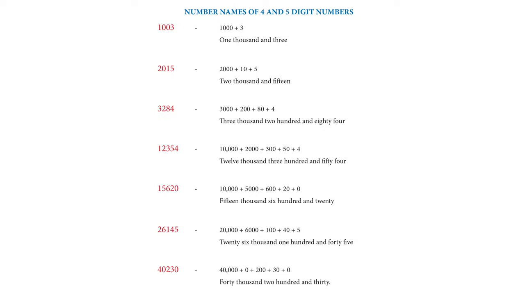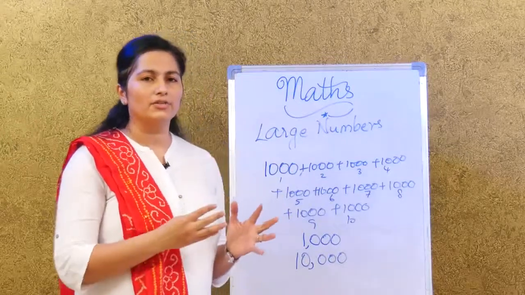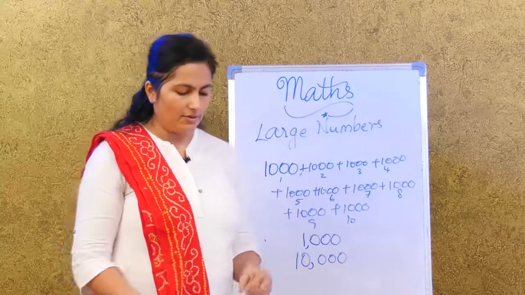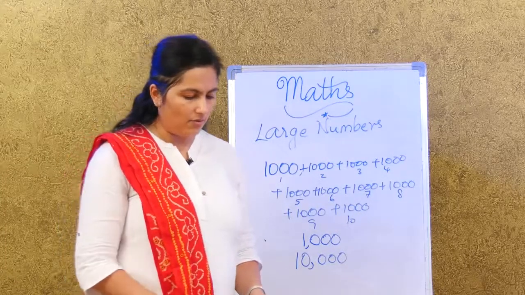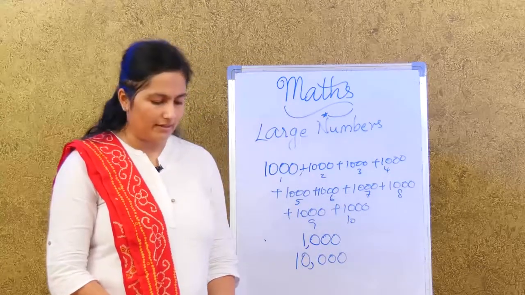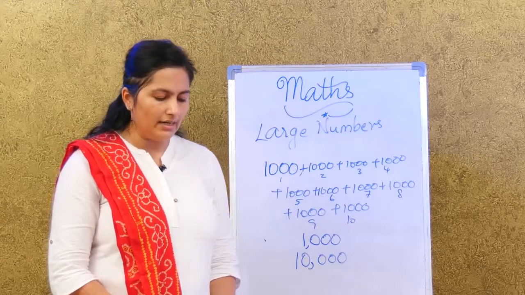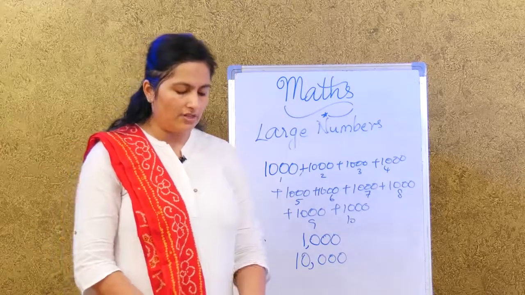Then is 15,620. Then the last one 40,230. So, when it comes to the thousands, we call it according to the number and then we go on. Okay, there are some exercises as we go on just to get it more clear for you, write the numeral and the number names represented. Let's take a look at the first one.